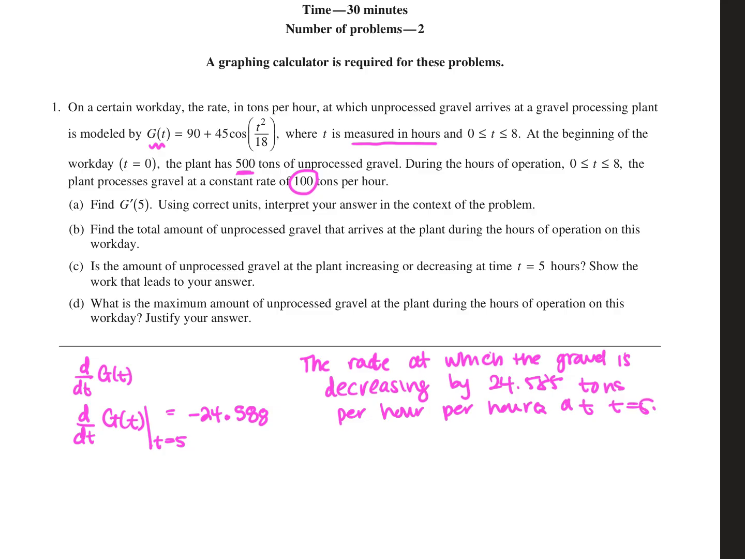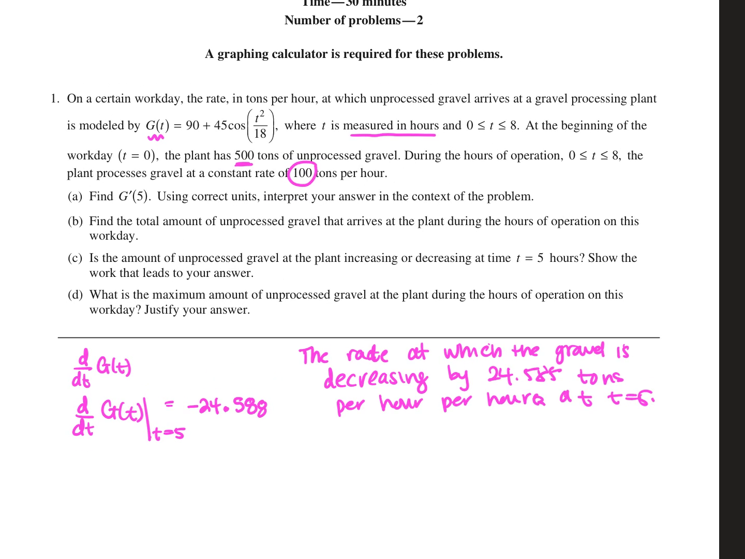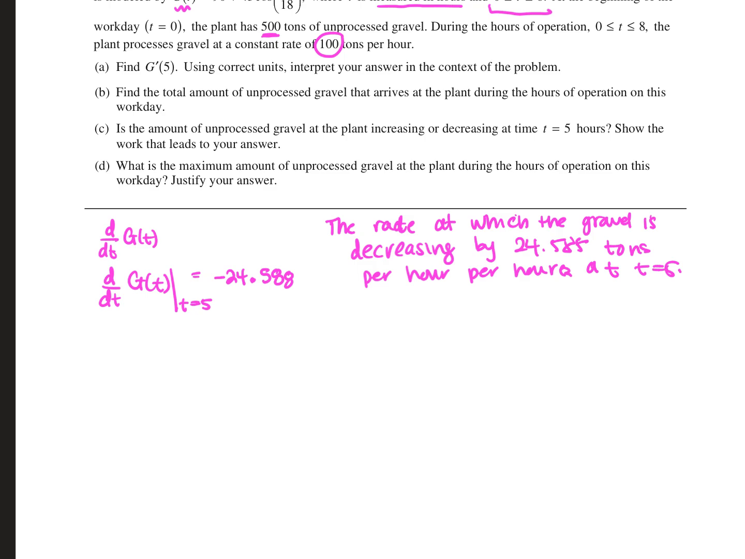So the rate was originally in tons per hour. So when you do the rate of the rate, it's going to be tons per hour. So it's talking about how the rate is changing. So part B, find the total amount of unprocessed gravel that arrives at the plant during the operation of the workday. So our operation of the workday only goes from 0 to 8, and it only wants to know how much was arriving at the plant.